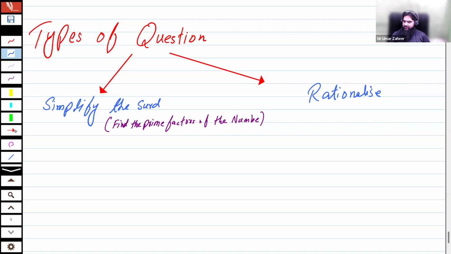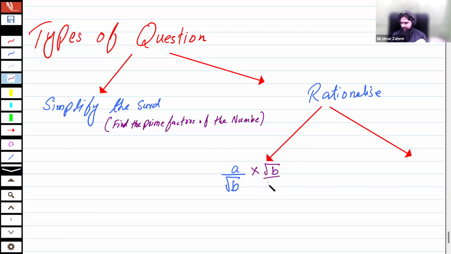In rationalizing, we have two cases. We will do the questions so it is going to be more clear. In rationalizing, we have two cases: you have any value divided by square root b. The examiner gives you this type of surd and says that you have to rationalize. In rationalizing, we multiply and divide with the denominator. To multiply and divide with the denominator is known as rationalization. Yes, everyone, is it clear? Any question?